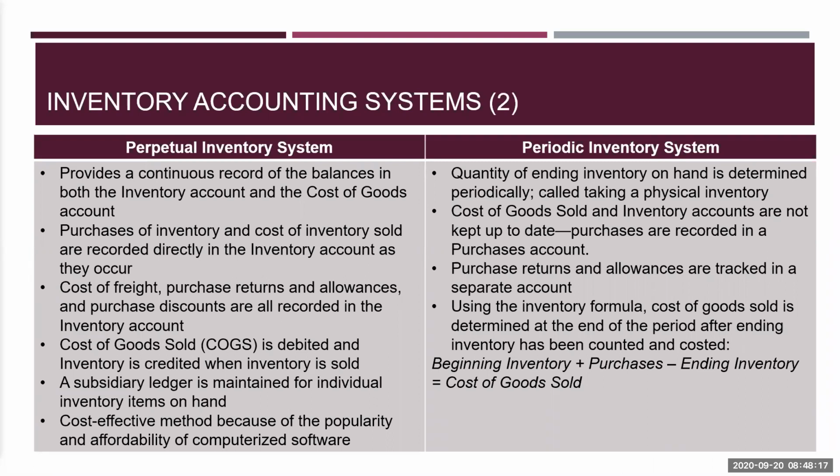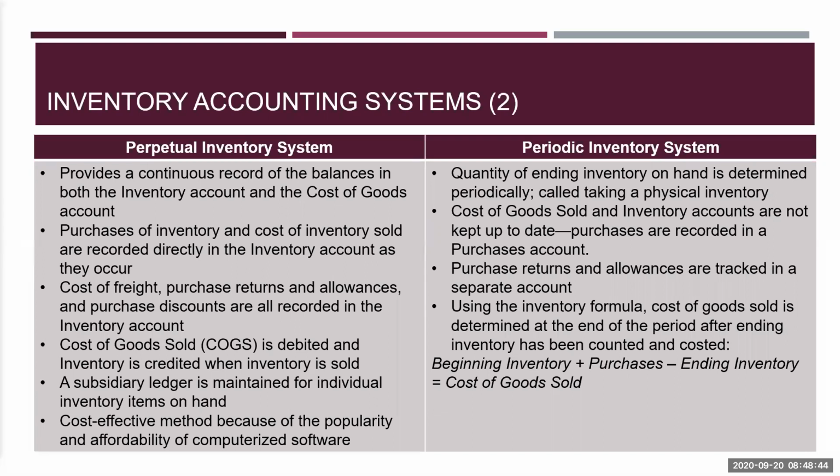So this is really a very cost-effective method, and it's quite popular and affordable because there are computerized systems available to maintain this information. Now, in the back end, in order for the company to know what kind of inventory items they have on hand, the system will use inventory subledgers to maintain different types of inventory items.